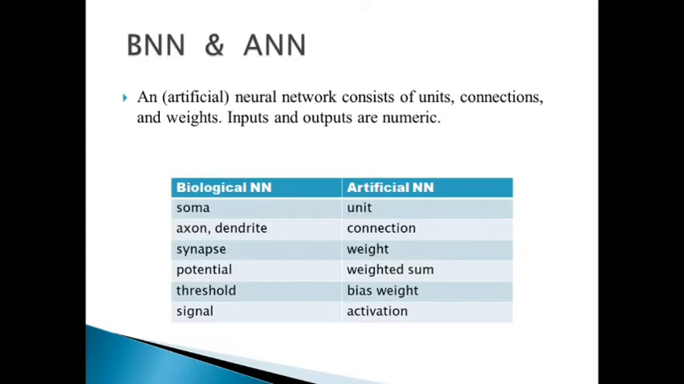Now we are going to see the biological neural network and the artificial neural network. A biological neural network consists of units, connections, weights, and inputs and outputs as numeric values. To make it clear, I made a tabular comparison. In a biological neural network we call it soma, here it is unit; axon and dendrite, here connection; synapses, here weight; potential, here weighted sum; threshold, here bias weight; signal, and in ANN we term that an activation.